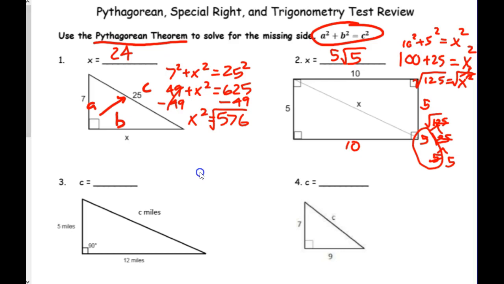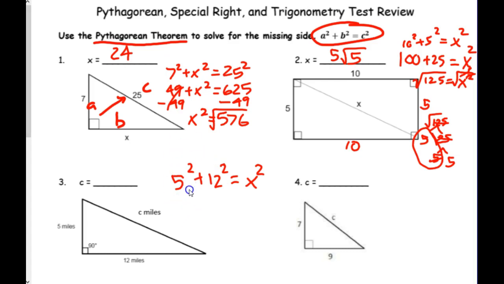Down here on number 3, we got 5 and 12. Those are both legs because they're next to the right angle. So we're going to write, again, a squared plus b squared equals c squared. So 5 squared plus 12 squared equals x squared. Now you might remember our Pythagorean triples that we learned. We had 3, 4, 5. We also had 5, 12, 13. This is a Pythagorean triple of 5, 12, 13.